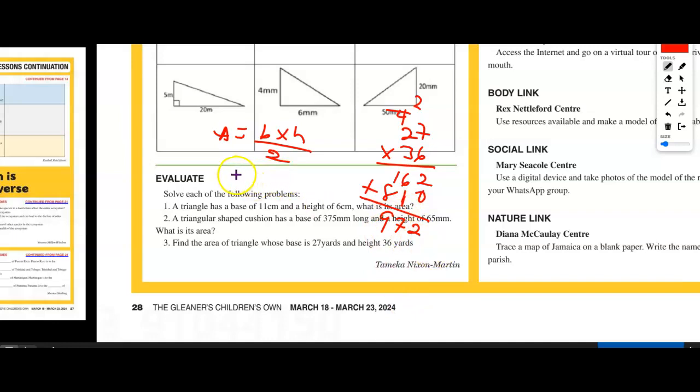972. Let's take our 972 and divide that now by 2. 2 into 9 goes 4 times, remainder 1. 2 into 17, 8, remainder 1. 2 into 12, 6. So this would go 486 square yards. Okay, so again, the answer here being 486 square yards.